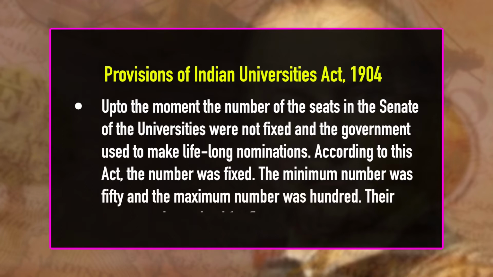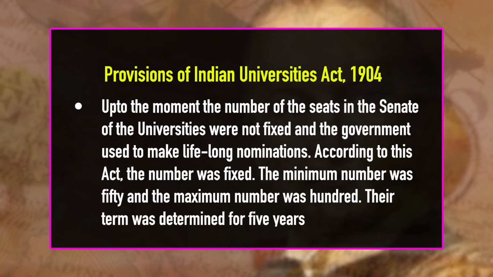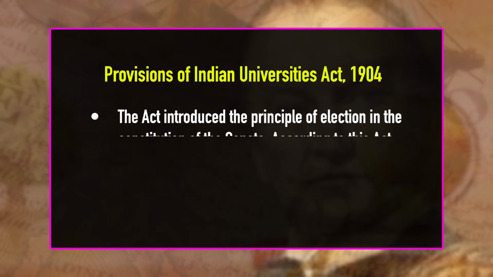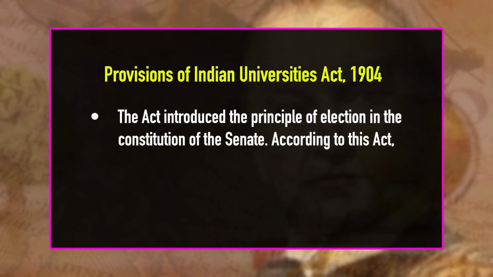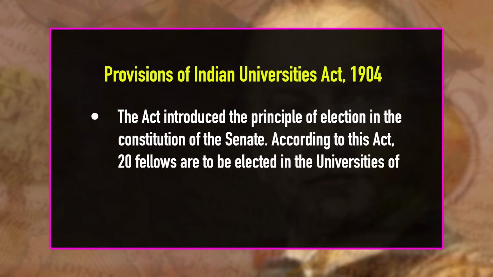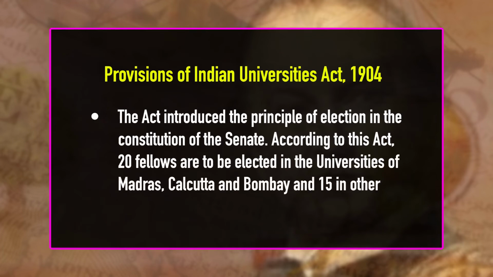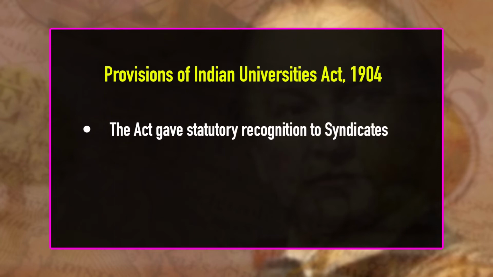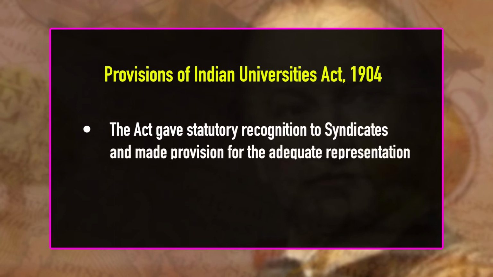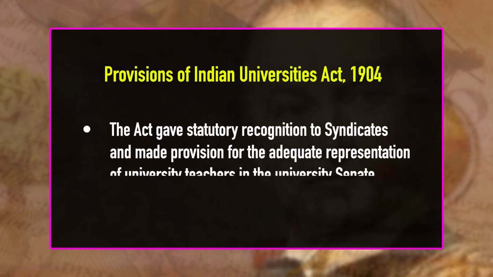The minimum number was 50 and the maximum number was 100. Their term was determined for 5 years. The act introduced the principle of election in the constitution of the Senate. According to this act, 20 fellows are to be elected in the universities of Madras, Calcutta, and Bombay, and 15 in other universities. The act gave statutory recognition to syndicates and made provision for the adequate representation of university teachers in the university senate.